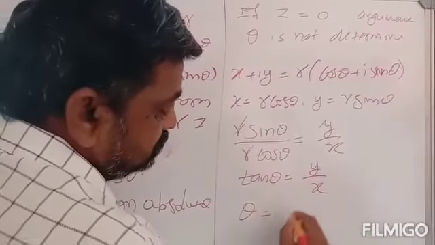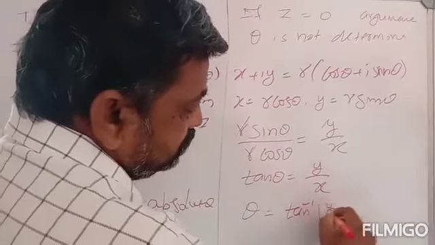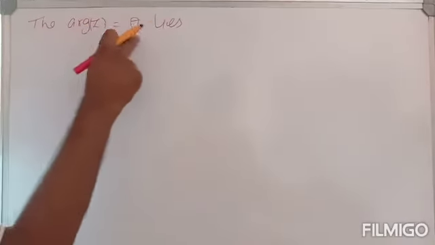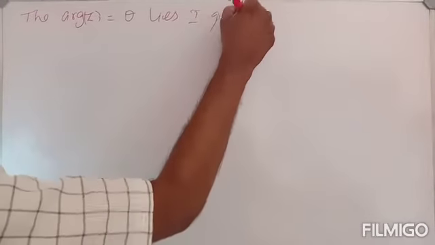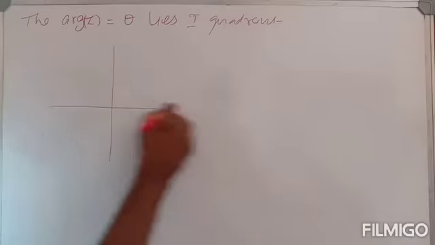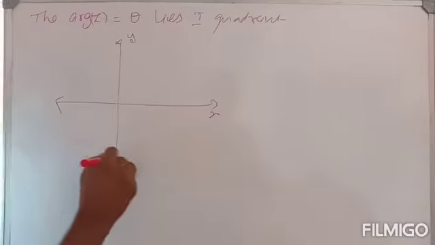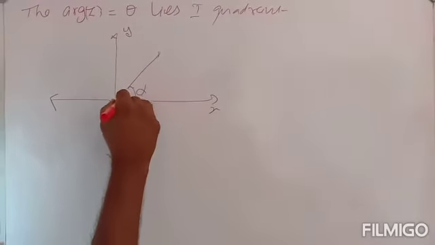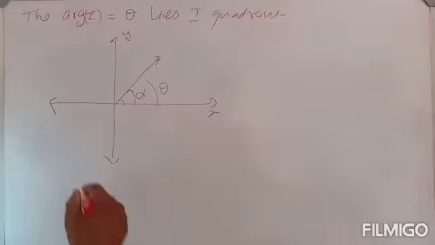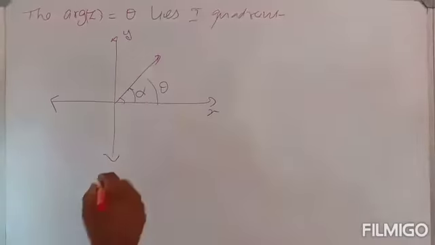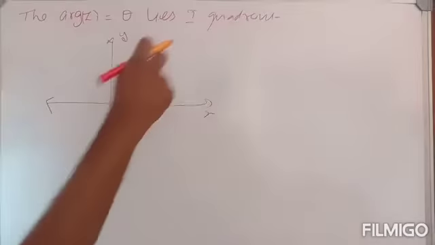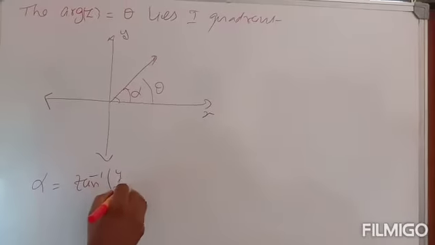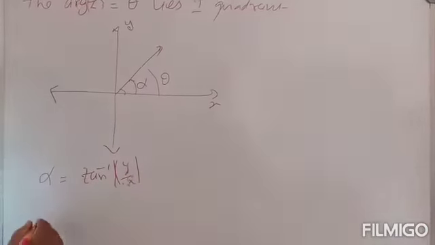So alpha equals tan inverse of the modulus of y by x. If theta lies in the first quadrant, on the x-axis and y-axis, that is alpha, and this is also the same theta. That means the argument theta lies in the first quadrant, and theta equals alpha, where alpha equals tan inverse of modulus y by x.